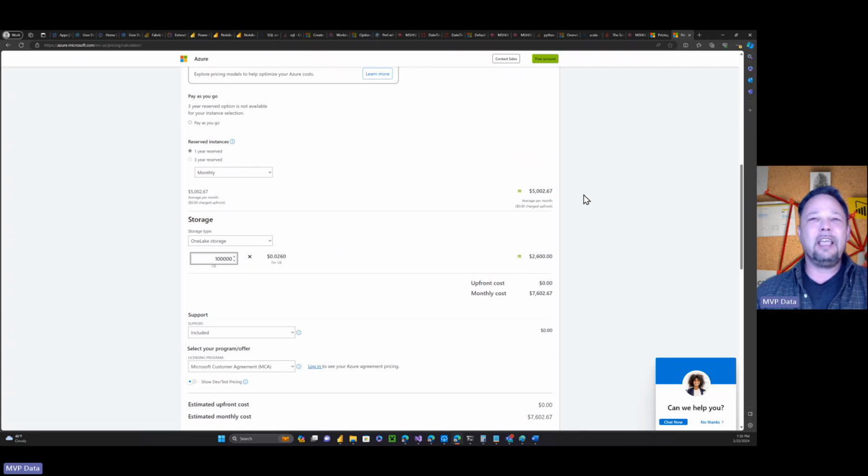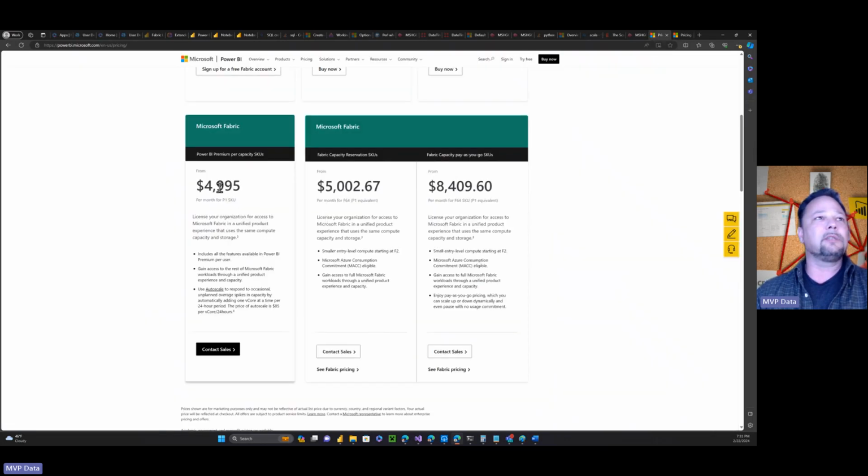So to get the same use rights, with a reserved capacity of 1 year reserved plus the 100 terabytes of storage that you get with a premium P1 SKU, it's going to cost you $7,602.67, which, I mean, I'm not the best at math, but I think that's more than $4,995, right?